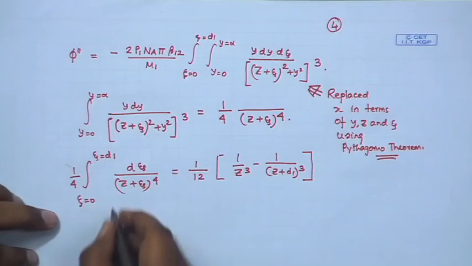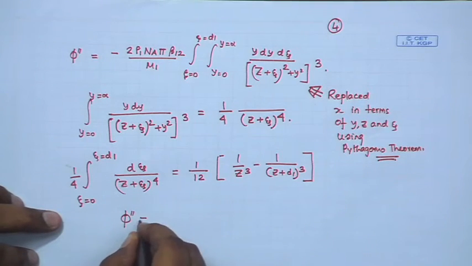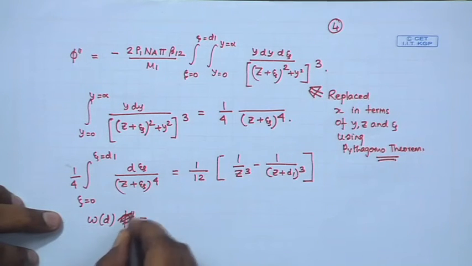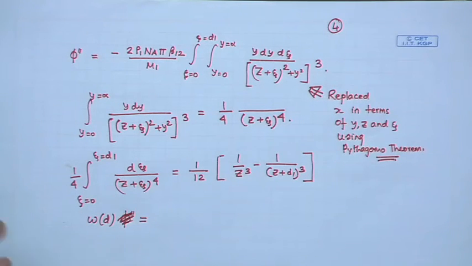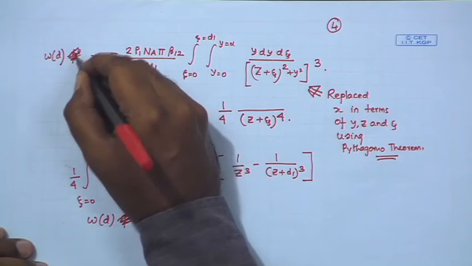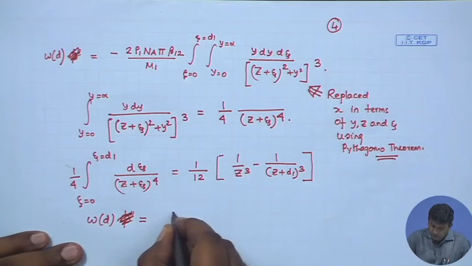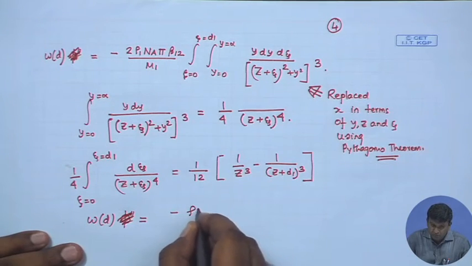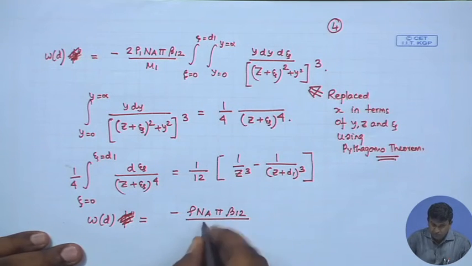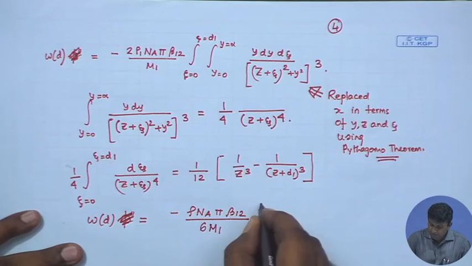So, the expression of phi double dash at this stage, which is not exactly phi double dash, let us write WD, because this is the phi double dash we will be using for interaction of all molecules of 2 with 1. So, I will just replace this as WD. It turns out to be minus rho n a pi beta 1 2 divided by 6 m1.